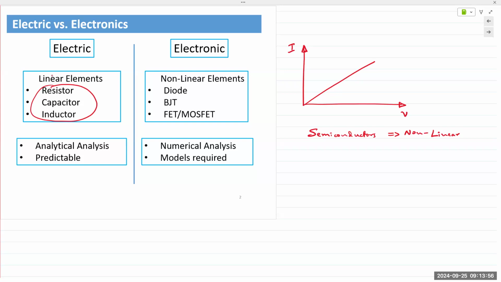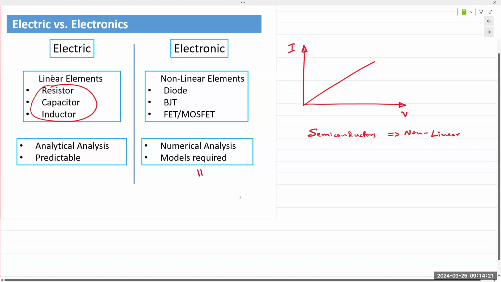It is always exact. For nonlinear devices, it is numerical. Numerical in this sense means it is approximate. We can never completely describe the behavior of a nonlinear device using solely one single equation. We have to build models. We have to build models that describe those nonlinear devices. And so we will study those models in 306.